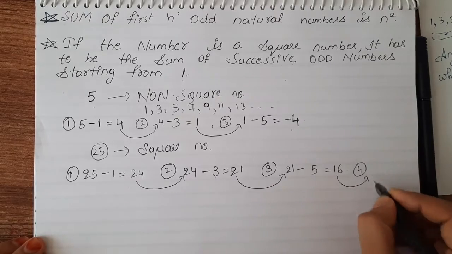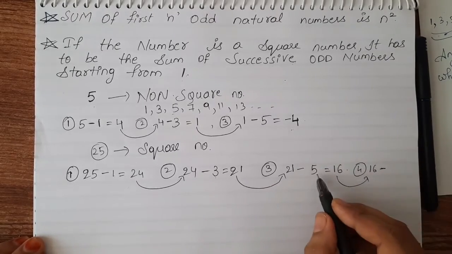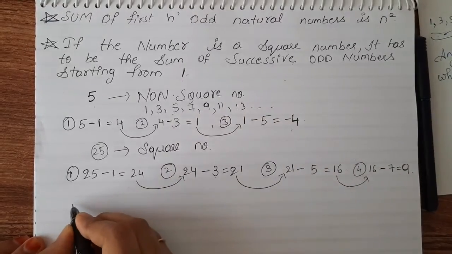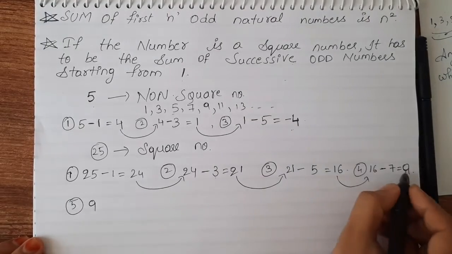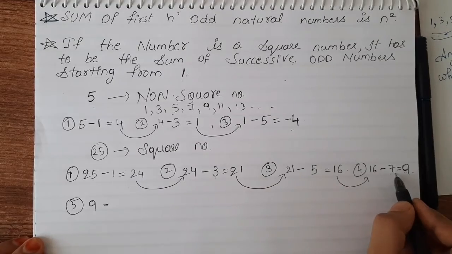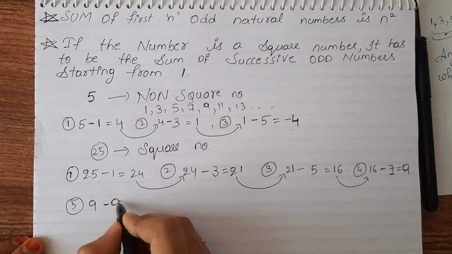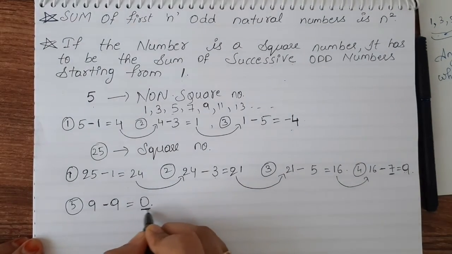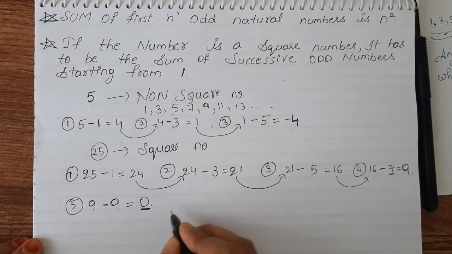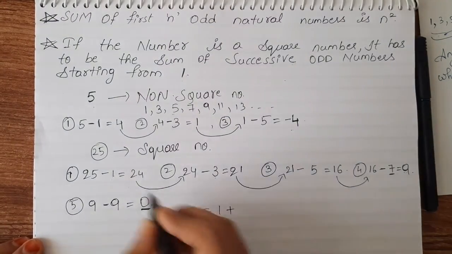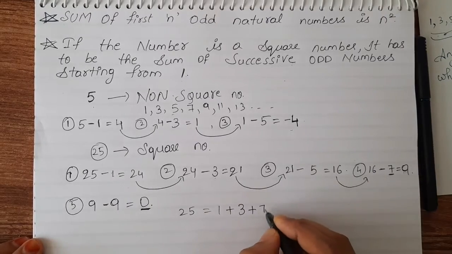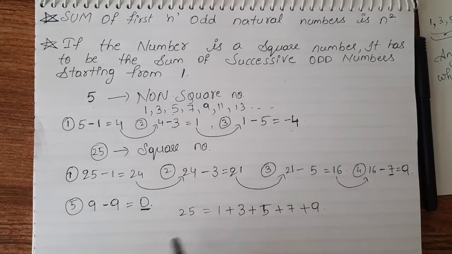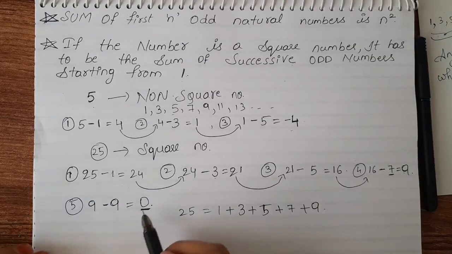Fourth step, we take 16. 16 minus the next odd number, 7, is 9. Next, fifth step, the answer we got is 9. I take this 9 and the next odd number after 7, which is 9. 9 minus 9 is 0. So we got the result 0. So 25 can be expressed as 1 plus 3 plus 5 plus 7 plus 9. As we subtracted these numbers successively from 25, we got the result 0.